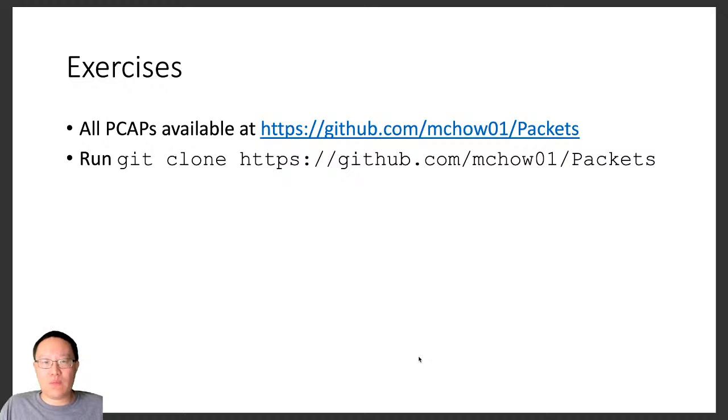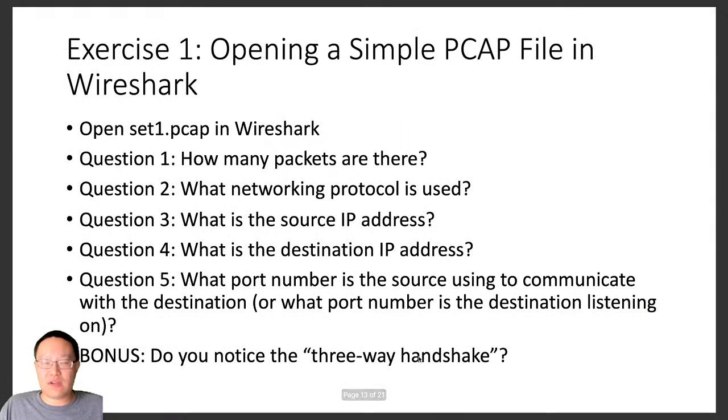Okay, so what we're going to do now is the very first exercise. The first exercise is to open up a simple PCAP file in Wireshark. We're going to start with what is called set 1 in Wireshark. So I have a couple of questions to ask. With the first set 1.pcap: How many packets are there? What network protocol is being used? What are the source and destination IP addresses? What are the port numbers? And also a bonus.